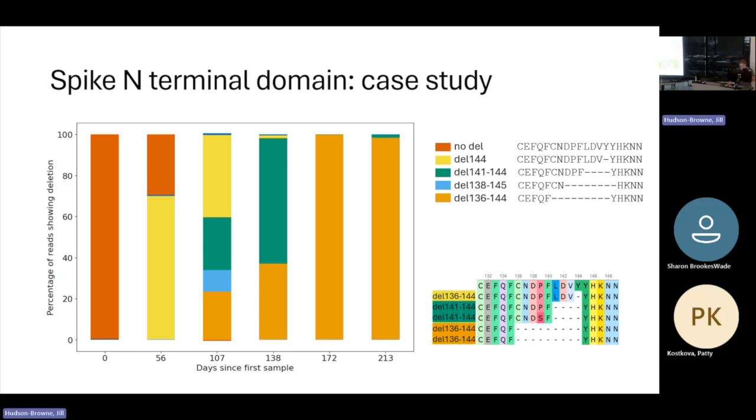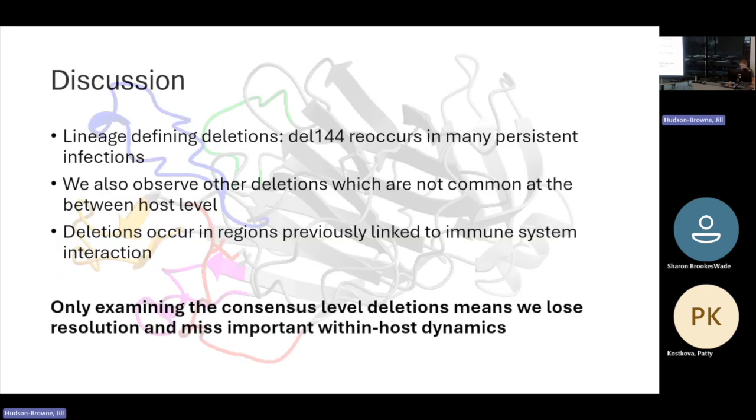So our next step is to build some proper structures using AlphaFold to fully understand what's actually going on here. So in summary, we do see de novo emergence of deletions during persistent infection. Some of these deletions, such as del144, reoccur in many persistent infections, but other ones, such as our NSP1 deletions, don't really seem to be that common at consensus level.